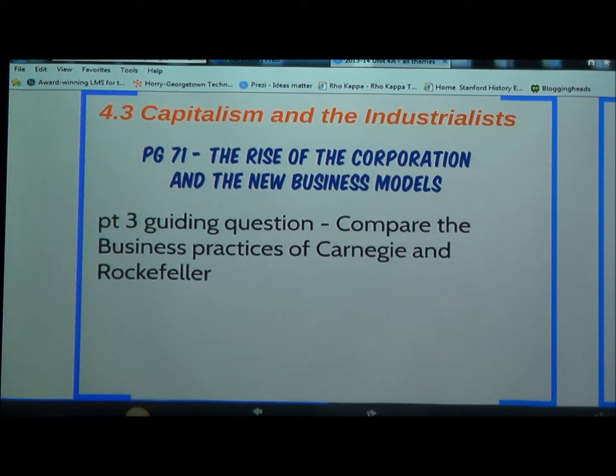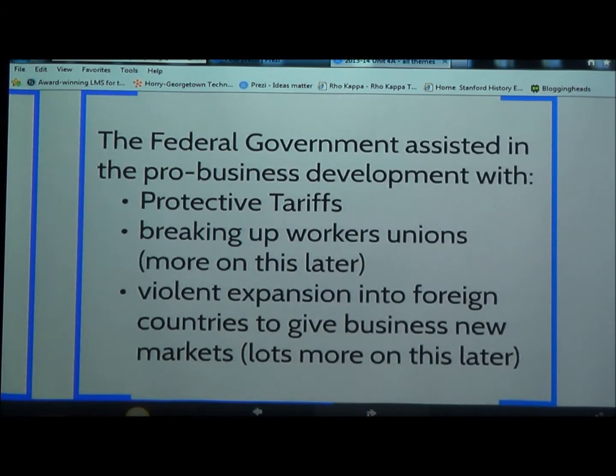Part 3 of this page, comparing Carnegie and Rockefeller. Carnegie and Rockefeller are two models of two different types of business practices.